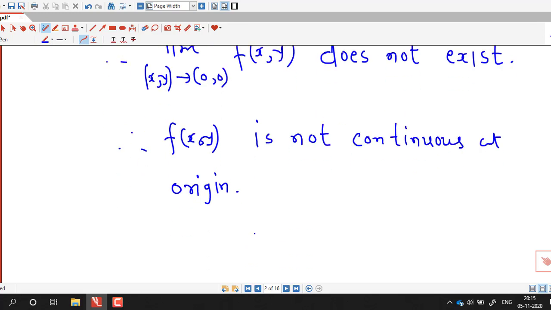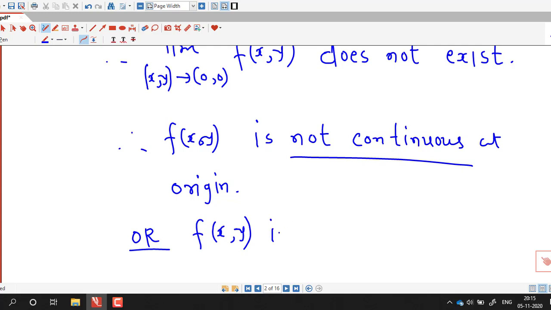Another word for not continuous: the function which is not continuous is known as discontinuous. So we can rewrite this as f(x,y) is discontinuous at origin, that is at ordered pair (0,0).